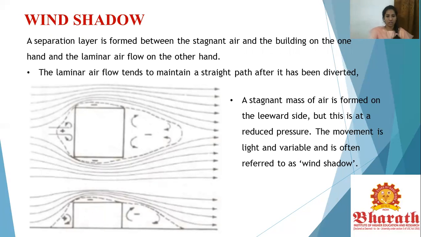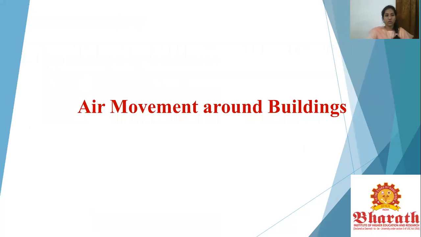So as I informed earlier, once the air starts following the same flow, there is a stagnant mass of air that it leaves behind. Where there's no flow of air, there's a negative pressure zone, which is referred to as your wind shadow. So that's about wind shadow.